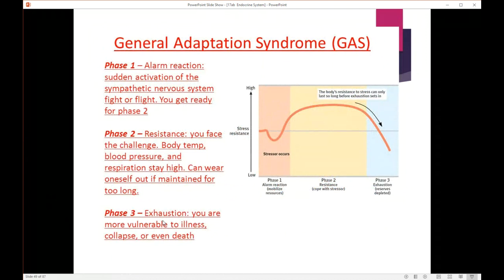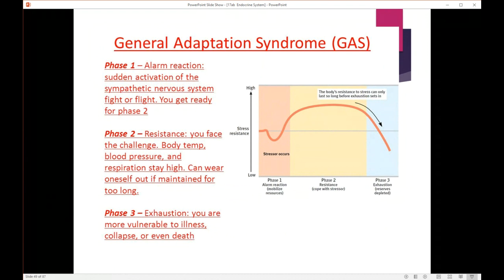So, general adaptation syndrome, or GAS, is actually the body's resistance to stress. Okay, and so we have different phases of GAS. Phase one is the alarm reaction. We get a sudden activation of the sympathetic nervous system, right? Fight or flight. We're getting ready for phase two.